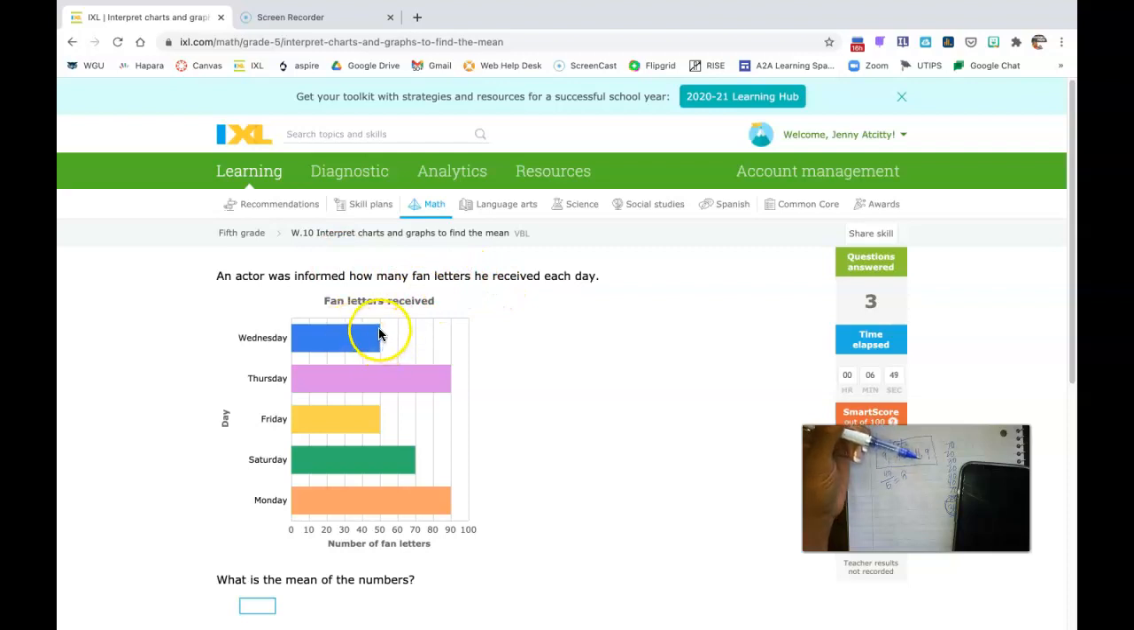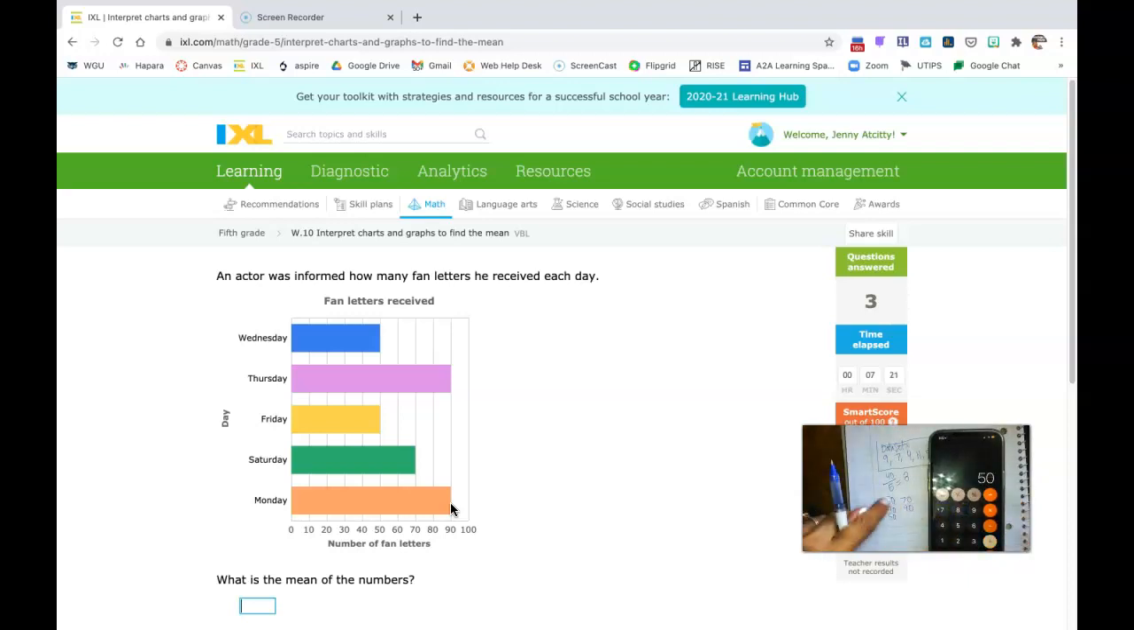So on Wednesday, when I scroll down, Wednesday the number is 50. And I know that I made a mistake earlier with writing numbers from the graph, so I'm going to be very careful. Thursday is 90. Friday is also 50. Saturday is 70. And Monday is 90.